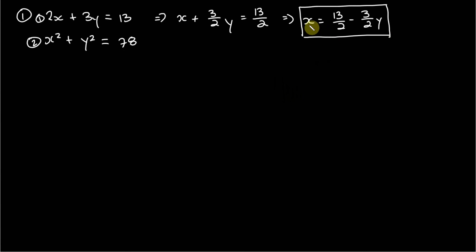Now I'm going to substitute. We know x equals 13 over 2 minus 3 over 2y. I'm going to substitute this into equation 2, which is x squared plus y squared equals 78. And so x is squared, so it's going to be (13 over 2 minus 3 over 2y) squared plus y squared equals 78.